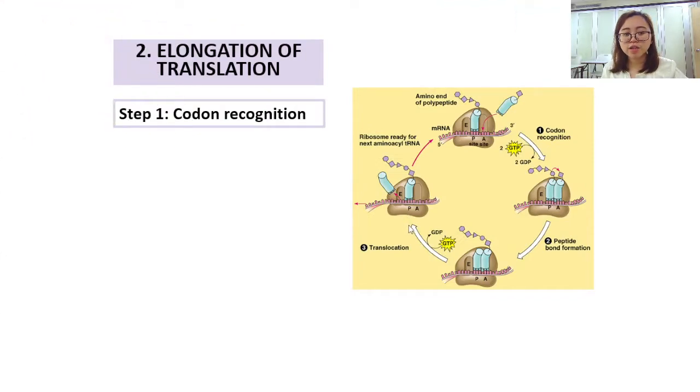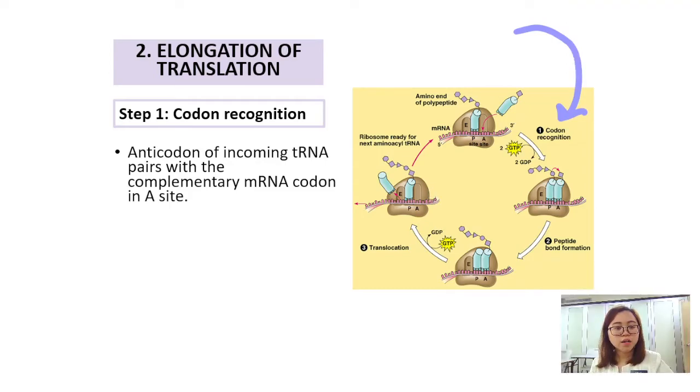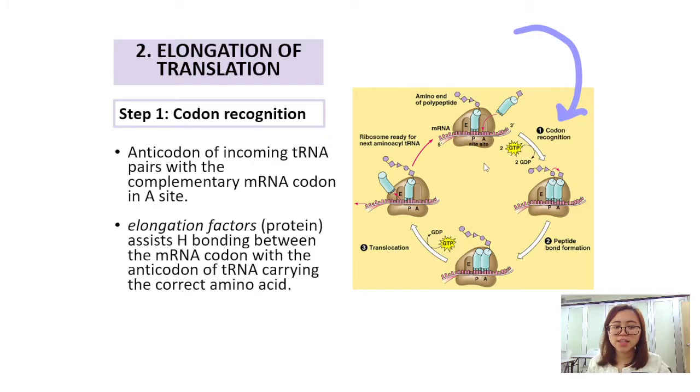Let's look at the first substep in elongation, which is codon recognition. This one. Codon recognition mengenal codon. So in the first step, codon recognition dia mengenali codon yang ada di sana. So the anticodon of the incoming tRNA will pair with the complementary mRNA codon on A site. Dia akan tengok apa codon yang ada di A site. tRNA yang akan datang adalah yang matching dengan codon di A site.